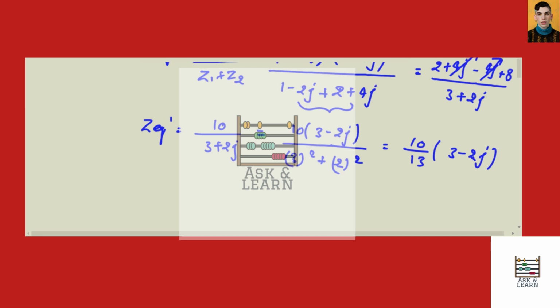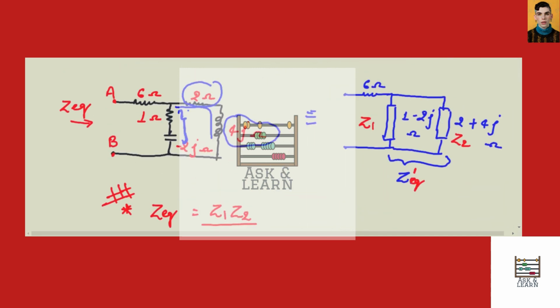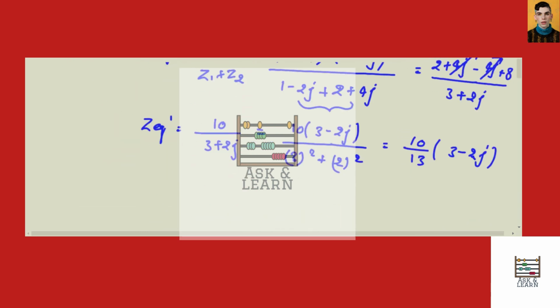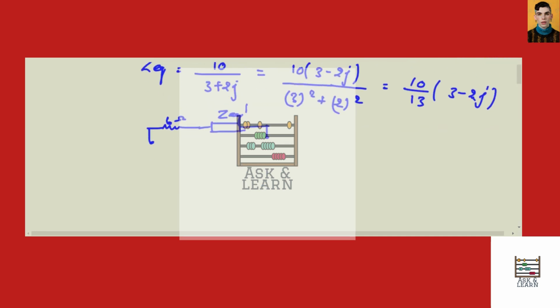Now we have to find the Z equivalent. If I redraw the equivalent circuit, this is our 6 ohm and this is our Z equivalent prime. The final value of the Z equivalent will be the summation of these two. So the Z equivalent will be 6 ohm plus Z equivalent prime, so this will become 10 by 13 into 3 minus 2J plus 6 ohm.